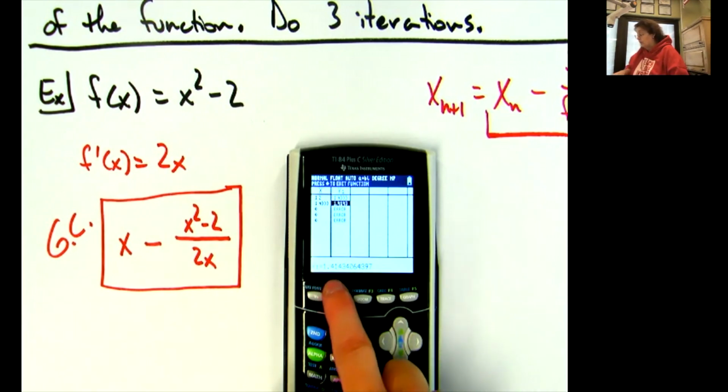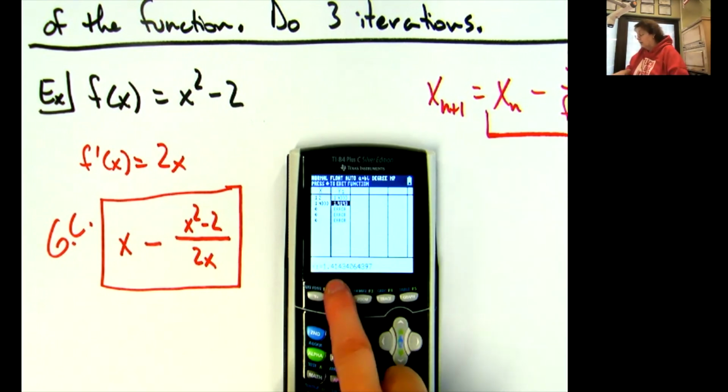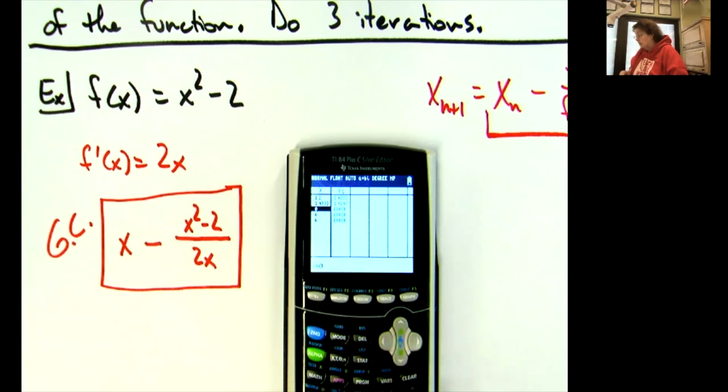I'm getting 1.41434, and I can't read my own numbers. So again, I put 1.4143 in as my next number. Now what did I get? 1.4142. Okay, now let's go out and put the 4 decimals in again, 1.4142.